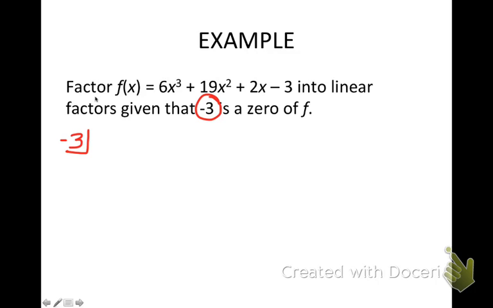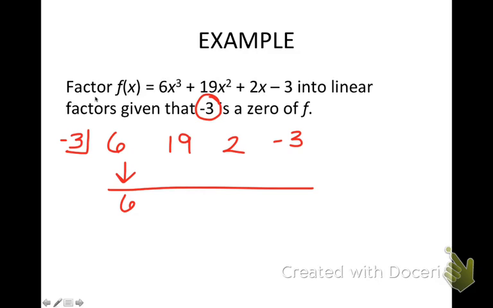Coefficient of the degree 3 is 6, then 19, then 2, and then -3. So let's go ahead and do our synthetic division. Bring down your 6. 6 times -3 is -18. Adding gets us 1. -3 times 1 is -3. Adding gets us -1. Multiplying gets us +3. So my remainder is 0, which is good. It better be 0 because it's telling me it is a 0.